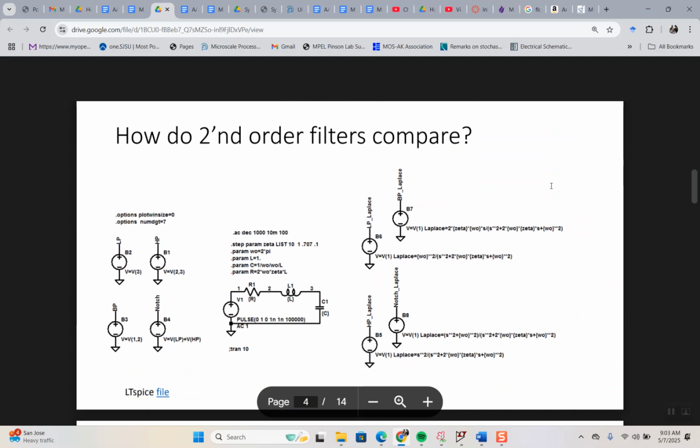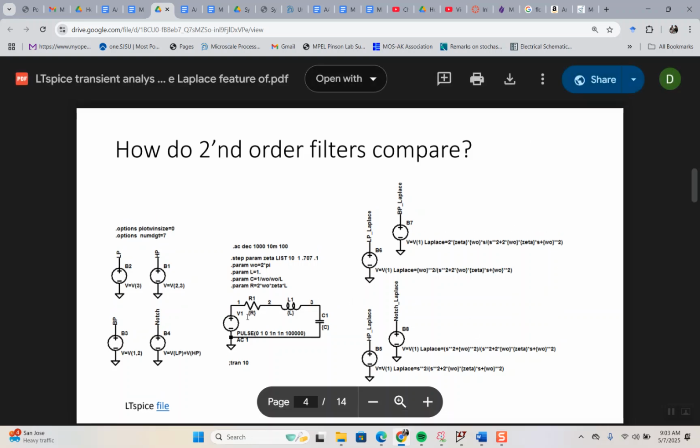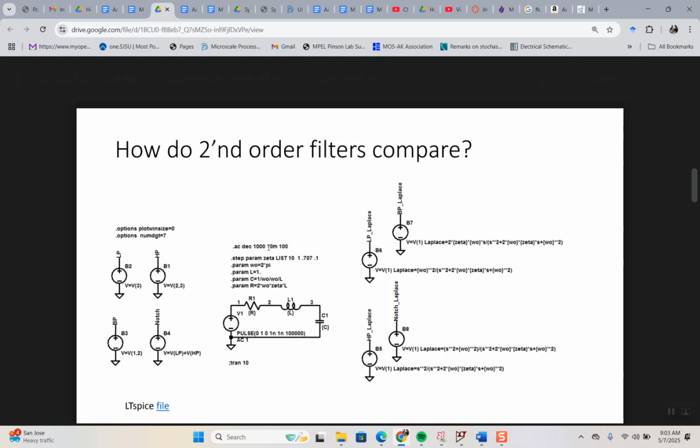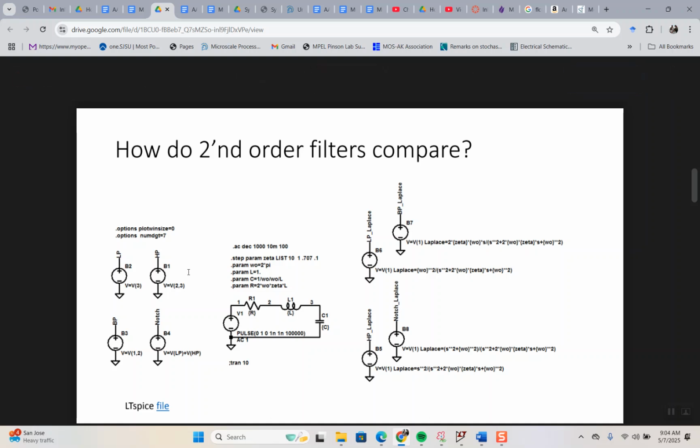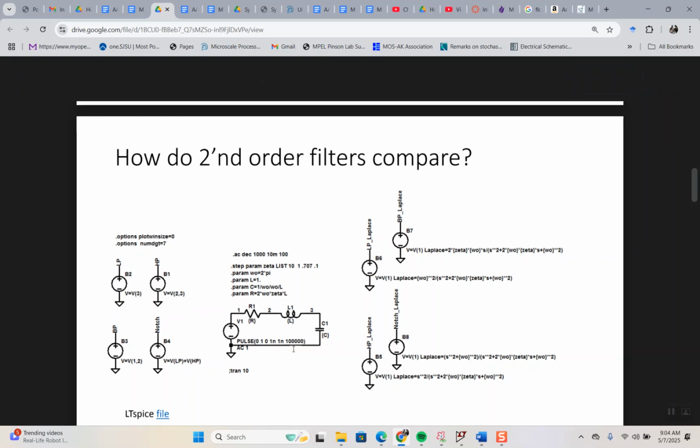Well, what about second order filters? In this case, I've got an RLC, which I can program the same way. And then we have low pass, Laplace, band pass, notch, and high pass, where the Bode plot and the transfer functions are all there. Over here, you can see that low pass is node 3, high pass is node 2 to 3. So I can do all of this with one circuit.